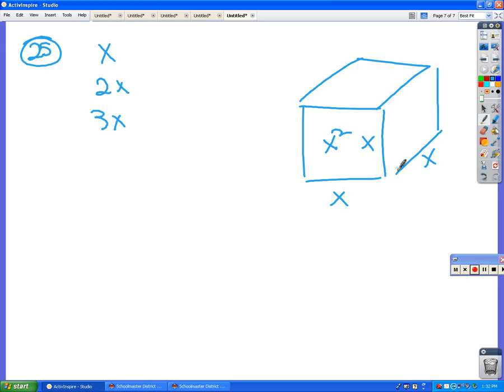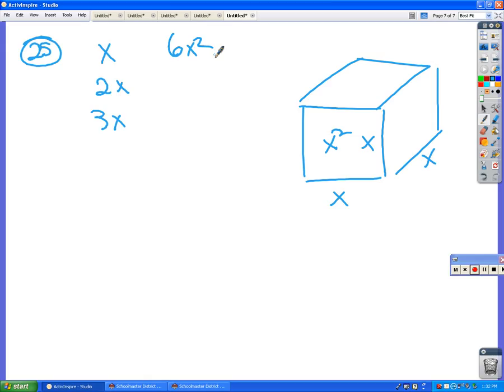What's the area of this one? X squared. Of this one? This one. This one. That one. Okay, how many are there altogether? 6. So the total is going to be 6x squared.